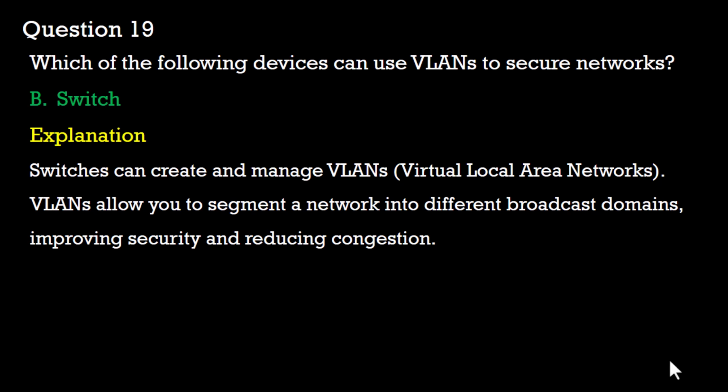Switches can create and manage VLANs because VLANs allow you to segment a network into different broadcast domains, and this can improve security and also reduce congestion. A router only routes traffic between different networks. A hub is a basic network device that broadcasts incoming traffic to all ports, while an access point only provides wireless connectivity.